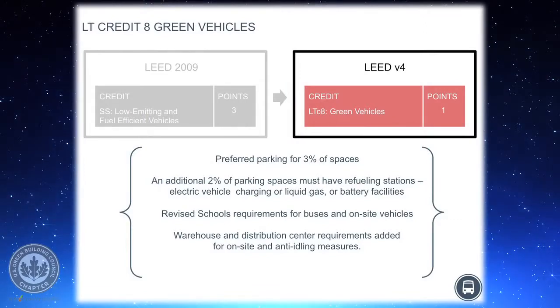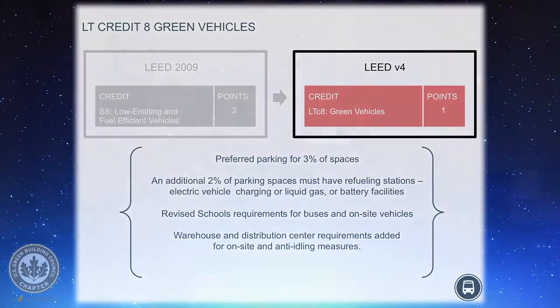The last credit in the location and transportation section is the green vehicles credit. Here it's preferred parking for 3% of all spaces. We've also added a requirement for 2% of spaces having refueling stations for electric vehicle charging. For the EBOM rating system, there's one credit in that category, just called alternative transportation. It's a performance-based credit looking at your occupants' transportation behavior. The credit is worth up to 15 points. The first point you can earn simply for conducting your transportation survey, and then you can earn up to the rest of the 15 points based on the results of the occupant surveys.